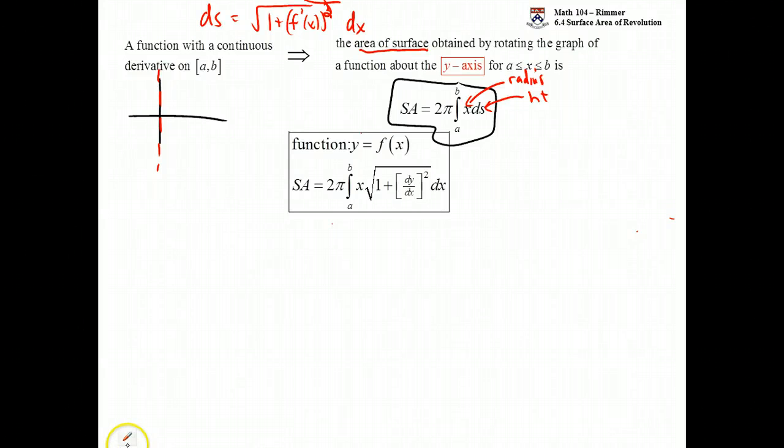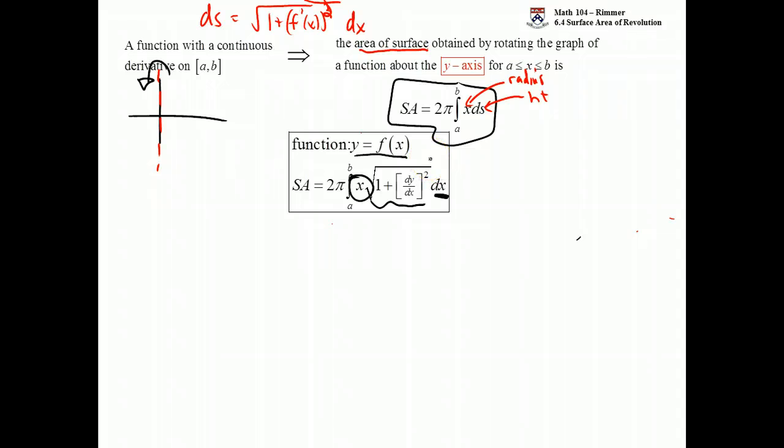If you have the function given to you as a function of x, so we have y equals f of x, then our integral, if we like to do it in terms of x, the x from the radius stays as an x. And then the formula from arc length, the 1 plus y prime squared, stays the same. So that is when you rotate a function f of x about the y-axis, that's the setup that you use.